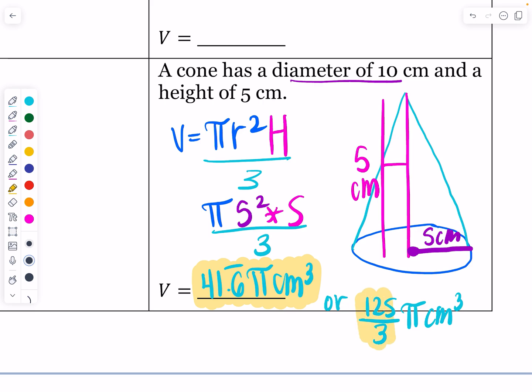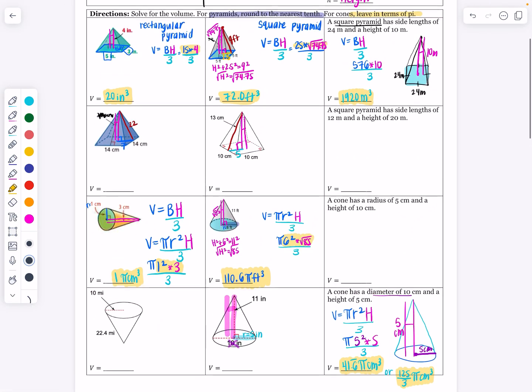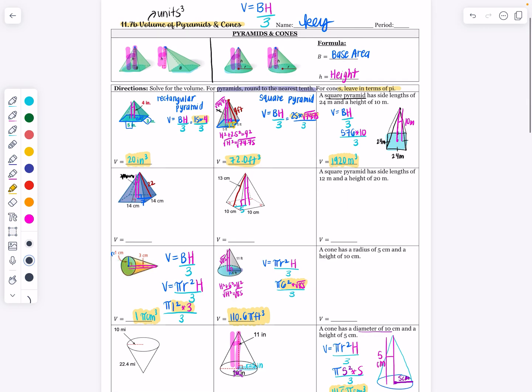Okay, and so that is where we kind of stopped in the notes. So again, I'll upload the answer key to the rest if you need more practice. But because y'all did such a good job and put in such hard work on the prisms and cylinders, this seems to be a little bit easy.